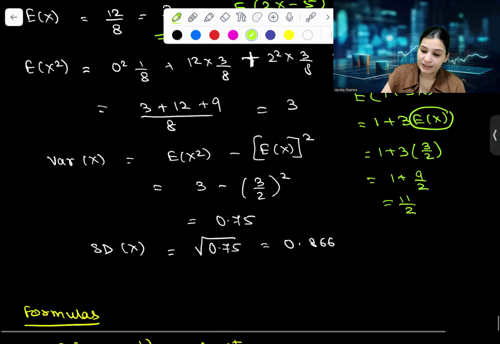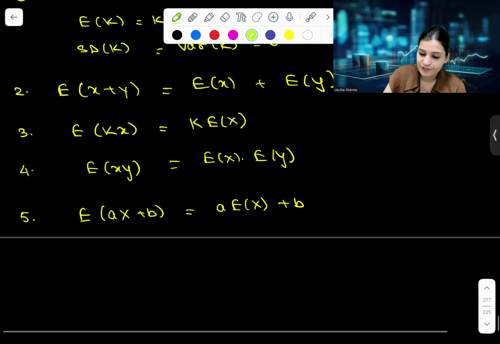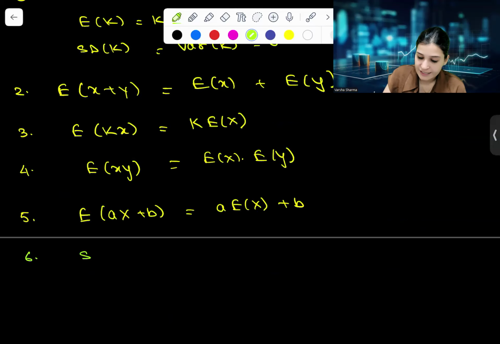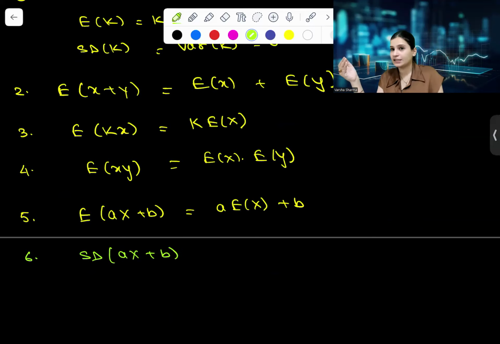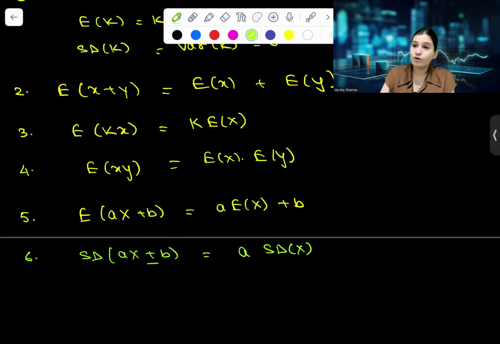But it's not the same for standard deviation and variance. Standard deviation of this will be, whatever you add or subtract, change of origin doesn't matter. So anything that you have added or subtracted, that goes away. The only thing that will remain is multiplication. And also you can't have a negative answer, so it will be absolute value.